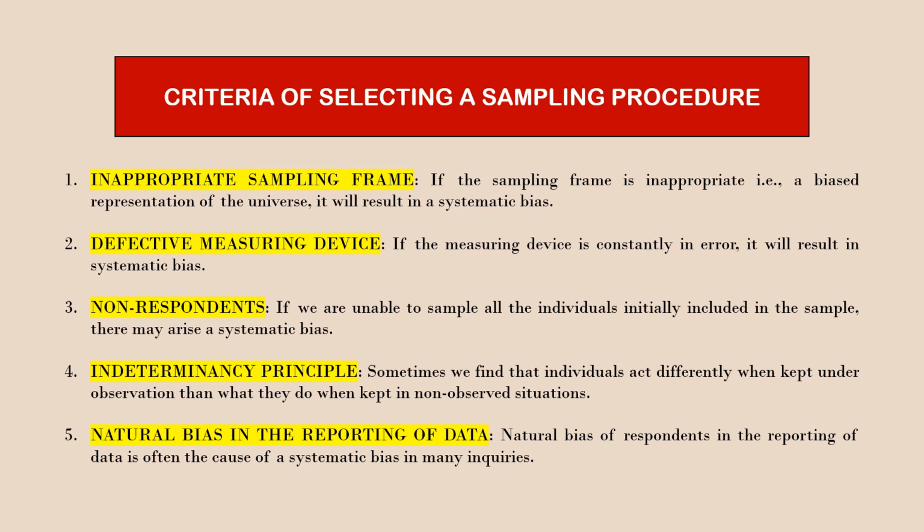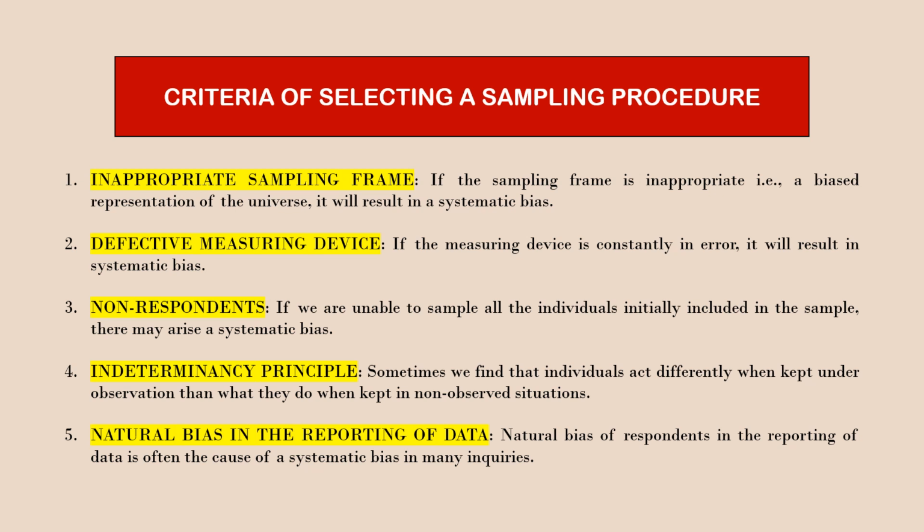Next is the indeterminacy principle. So here actually sometimes we find that individuals act differently when they are kept under observation than what they do when they are kept in a normal situation. So this also makes the research very biased, or it has errors because you will not get the actual data.